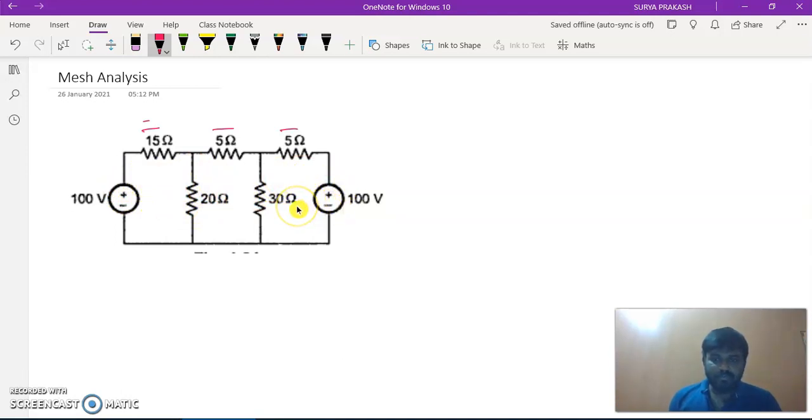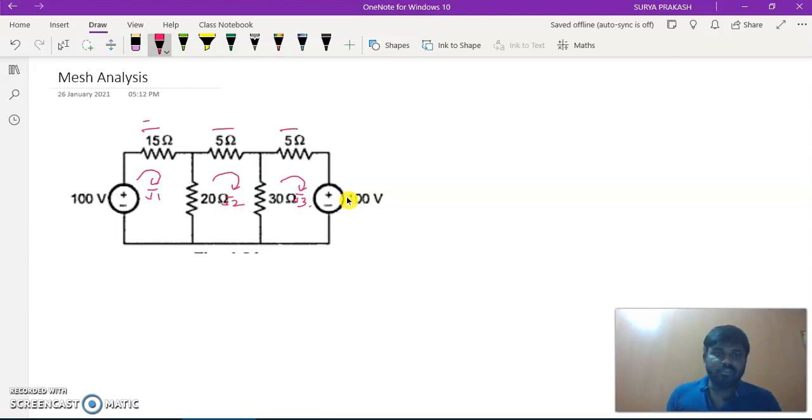So by default, we can take the currents passing through all the individual loops in the clockwise direction. Let us name each current. This is the current I1, this is the current I2, and this is the current I3. By default, we are taking the currents as I1, I2, I3, and all the currents are in the clockwise direction.